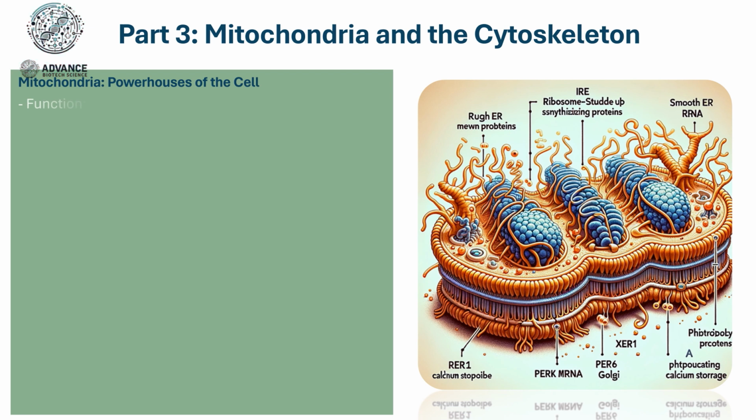Electron transport chain: the electron transport chain pumps protons to create a gradient that drives ATP synthesis. Citric acid cycle: the citric acid cycle produces NADH and FADH2 for the electron transport chain. Mitochondrial DNA: mitochondria possess their own circular DNA, hinting at their evolutionary origin as ancient symbiotic bacteria.